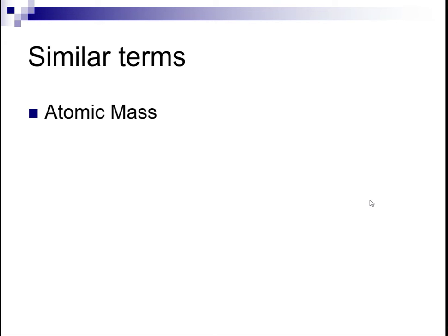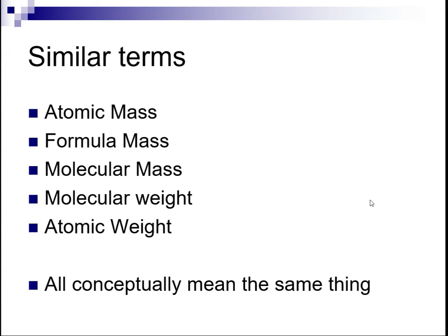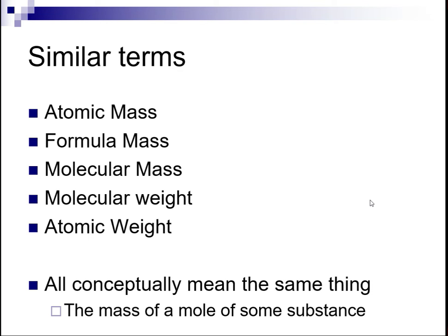There's a lot of similar terms out there. They all kind of mean the same thing: atomic mass, formula mass, molecular mass. Sometimes, if you go online and try to find explanations, they might use the words molecular weight, atomic weight. They all mean the same thing. They are the mass of a mole of whatever substance they're measuring. If the substance is an atom, the atomic mass or atomic weight means the mass of a mole of that atom. Formula mass, molecular weight, they all mean the same thing. They are the mass of a mole of that substance.